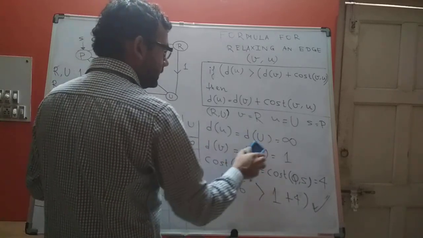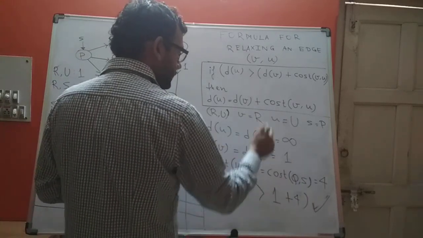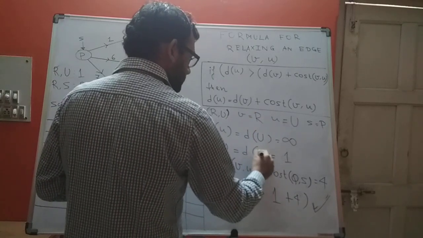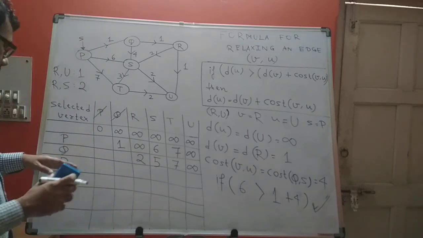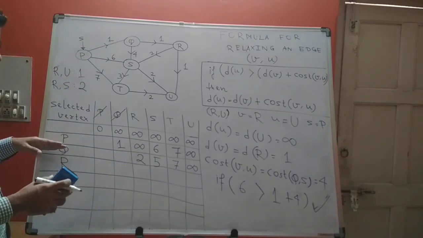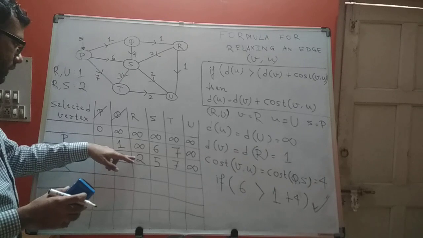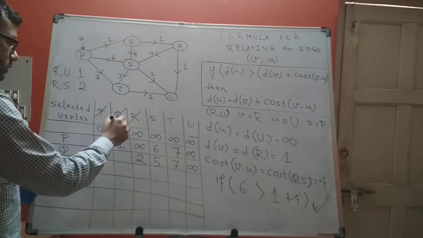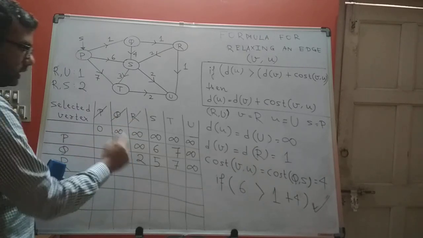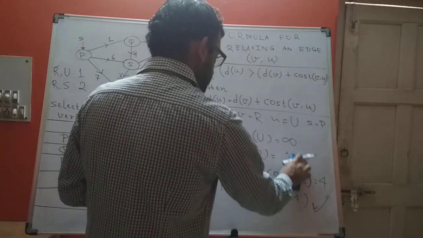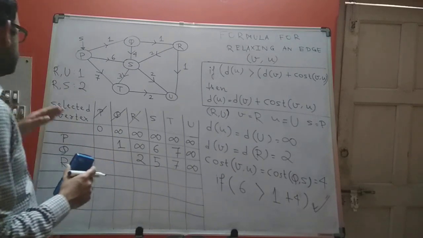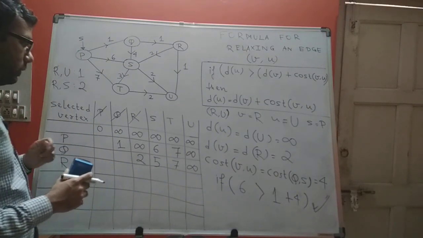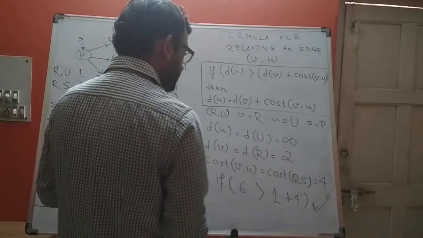What about dv? What is v? v is R. So dv is how much? Look at this previous row. Look at the value of R. The value of R is 2. So I've already chosen R, I can strike it out. Its distance is 2. Now, what I'll do is, I'll see the cost.